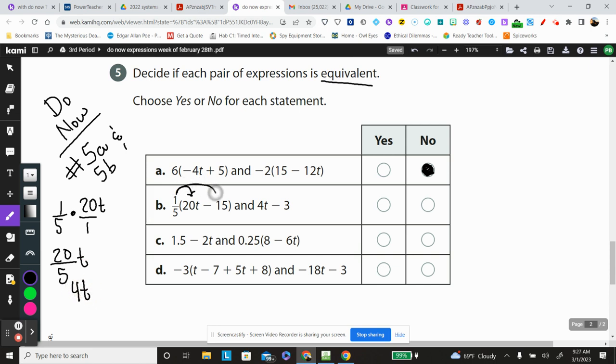And then I gotta do 1/5 times negative 15. And put negative 15 over 1. Okay, what do I get when I multiply across the top? Negative 15, and on the bottom, 5, okay? So that's negative 15 divided by 5. 5, 10, 15. So basically it's 4t minus 3. And this is already 4t minus 3, so this would be a yes. That's pretty simple. Everybody get it? Okay.